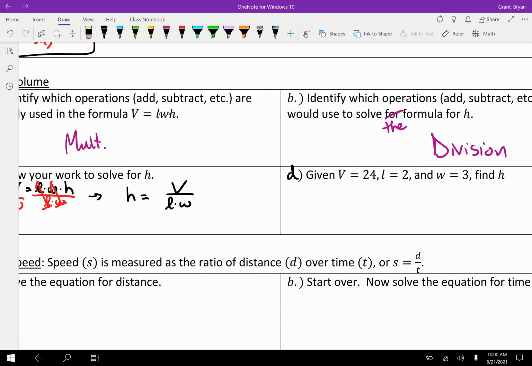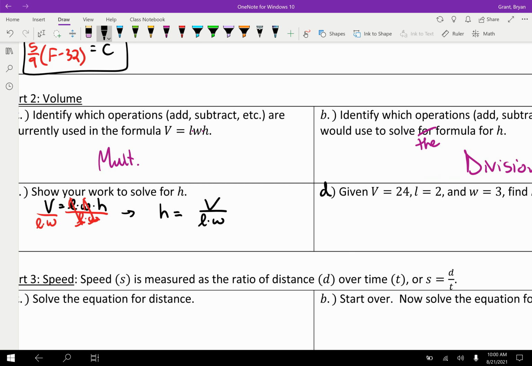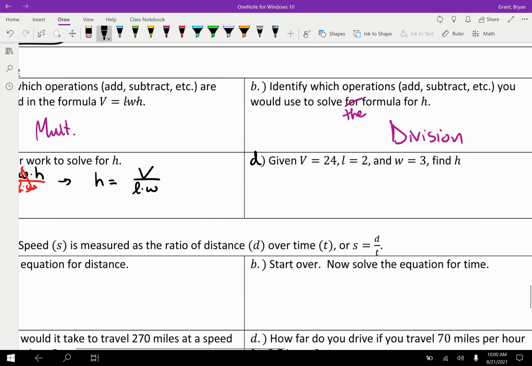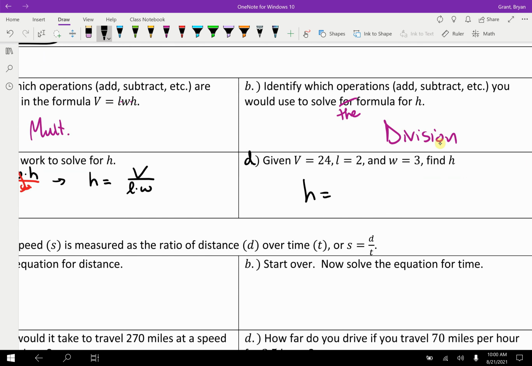But the advantage to working over here is that we already have h isolated, so let's just substitute everything into this formula. V is 24. Remember, when we substitute, we use parentheses. L is 2. Width is 3.